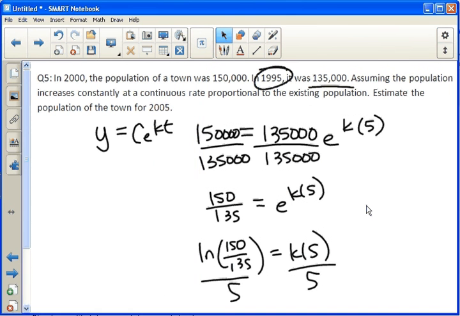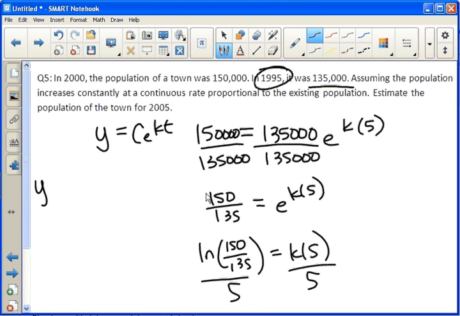So it wants to know what the population would be in 2005, which would be 10 years later. So again, my initial amount is 135,000. I already know my k. I'll just write it as k. We can use it in the calculator. It's about 0.021. And my time is 10 years later. So I can plug this in and estimate what the population would be in 2005.